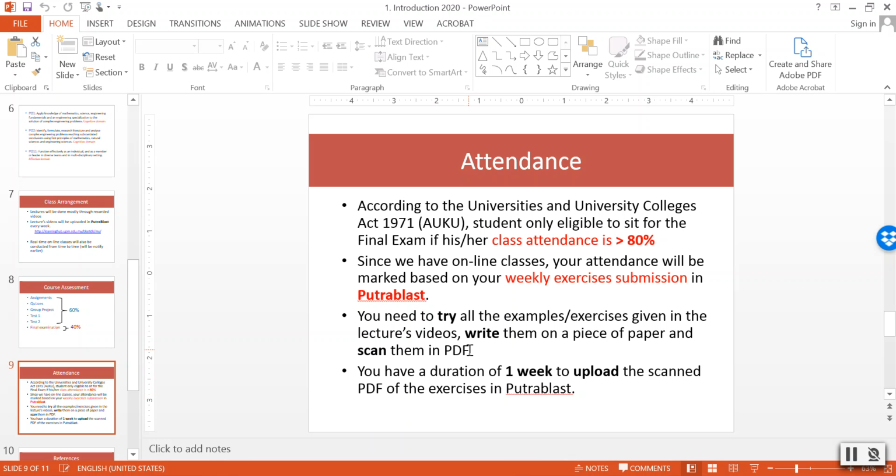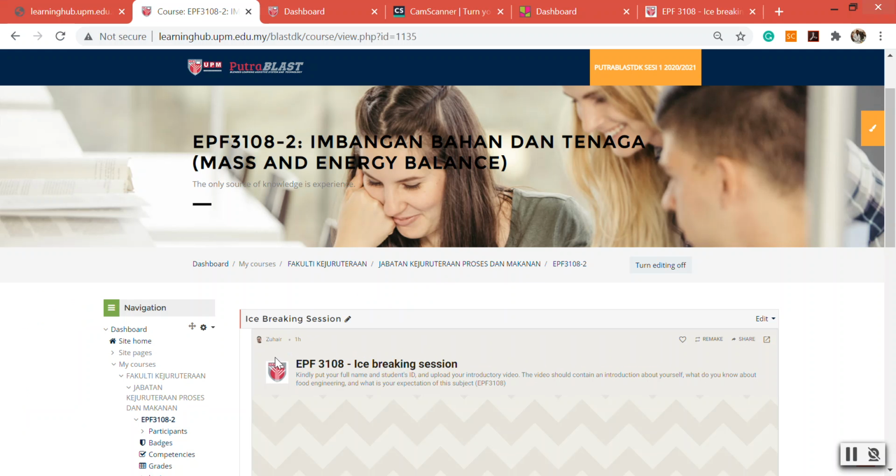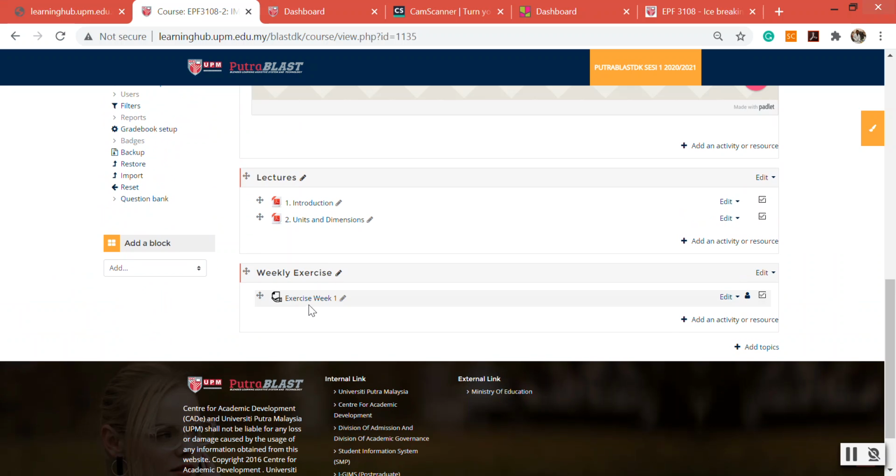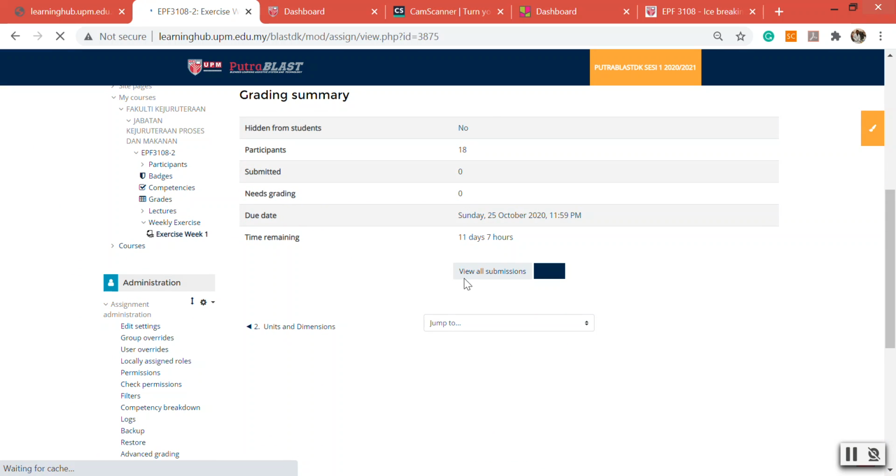I want you to upload it in Putra Blast in this section, where every week I am going to add exercise week 1, exercise week 2, and so on. If you choose this, then you upload your PDF scan here. If you fail to upload it, I consider that you did not attend my class. So if you fail to attend the class for more than 80%, then you may not sit for the final exam.